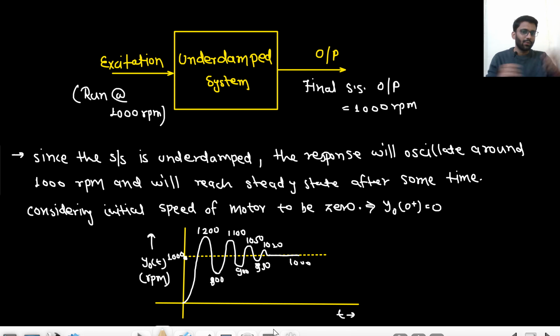So if you are collecting your output, you will see that 1200, 950, it is oscillating like this, but at steady state, after some time, there will be this constant 1000 rpm. Are you getting my point? This is what we mean by underdamped response, and this will happen when your transfer function has two complex conjugate roots. This is the important thing that you need to remember. The response you will remember, but when this response will come: when your transfer function has two complex conjugate poles.